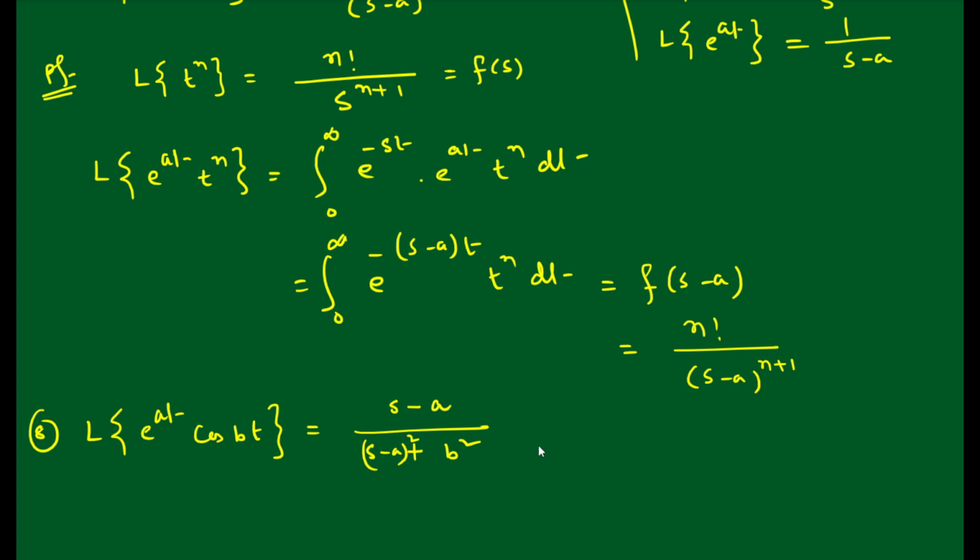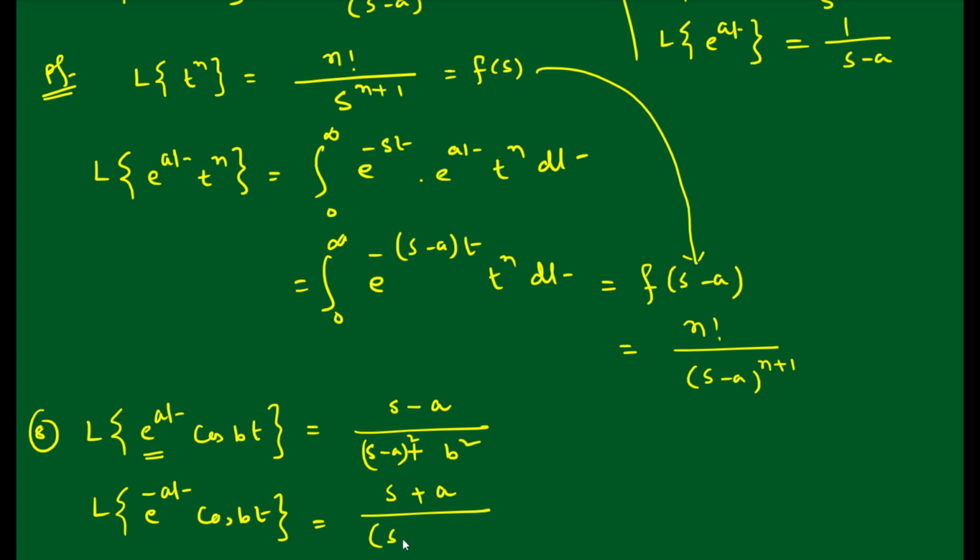Now you will see many uses of these two, 7 and 8. You just have to remember, if e to the power at is there, then in place of f of s, we have to write f of s minus a. And if it is plus, suppose it is e to the power minus at, suppose the Laplace transformation of e to the power minus at, then cos bt, then this will be s plus a divided by s plus a whole square plus b square. Okay. So these are the few properties that we have to use in almost all the problems.